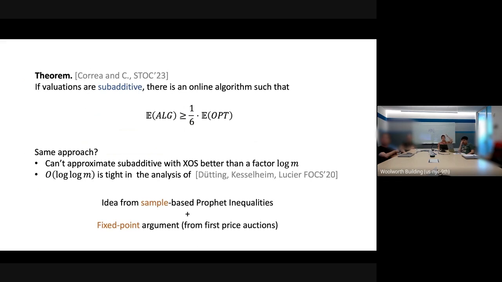In those other results, they use something called balanced prices. For those that are familiar with the profit inequality literature, we do something different, which is essentially based on two main ideas. One comes from sample-based profit inequalities. This is profit inequalities where we don't have access to the distributions themselves, but only to samples from those distributions. And the other main idea is a fixed point argument that in a way comes from the result that I told you before for the offline case when values are private information, where we can do these simultaneous first price auctions. So it's a combination of ideas from these two worlds.